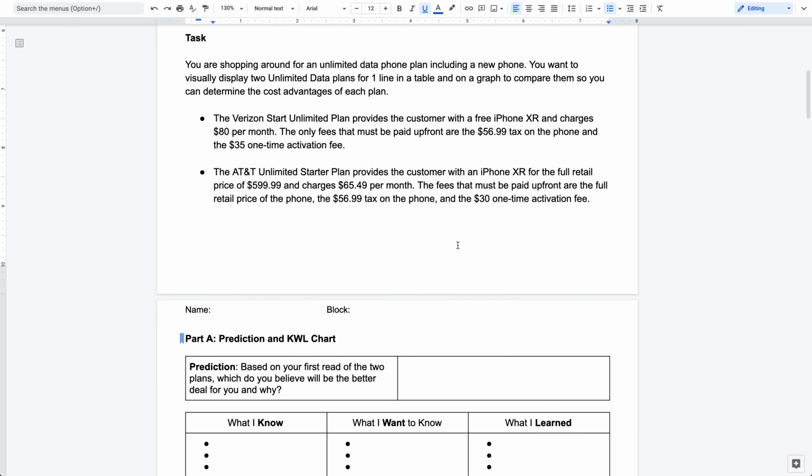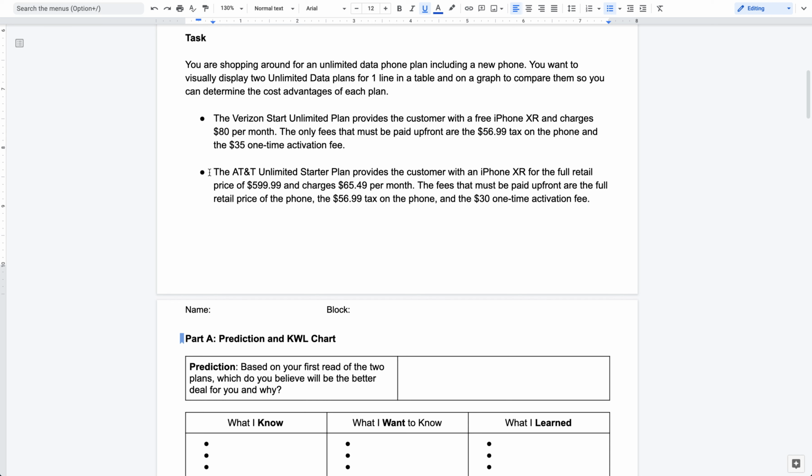Let's read the task. You are shopping around for an unlimited data phone plan, including a new phone. You want to visually display two unlimited data plans for one line in a table and on a graph to compare them so you can determine the cost advantages of each plan. First, we have the Verizon Start Unlimited plan. Provides the customer with a free iPhone XR and charges $80 per month. The only fees that must be paid up front are the $56.99 tax on the phone and the $35 one-time activation fee.